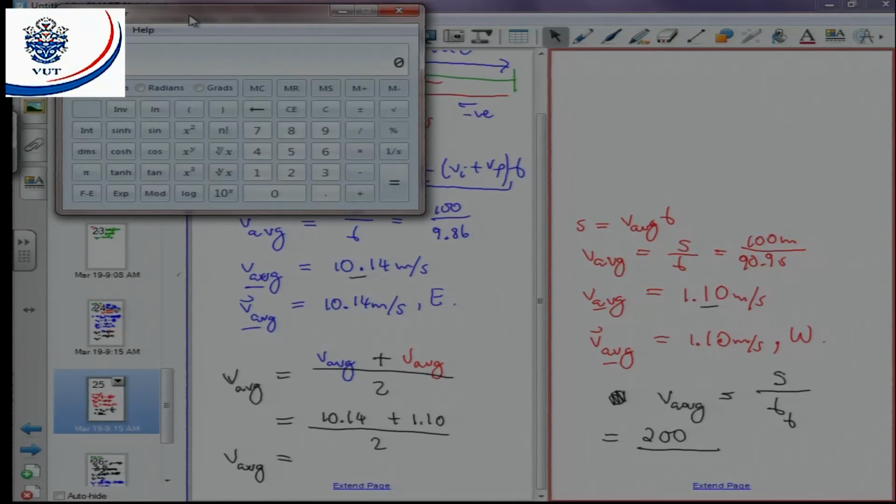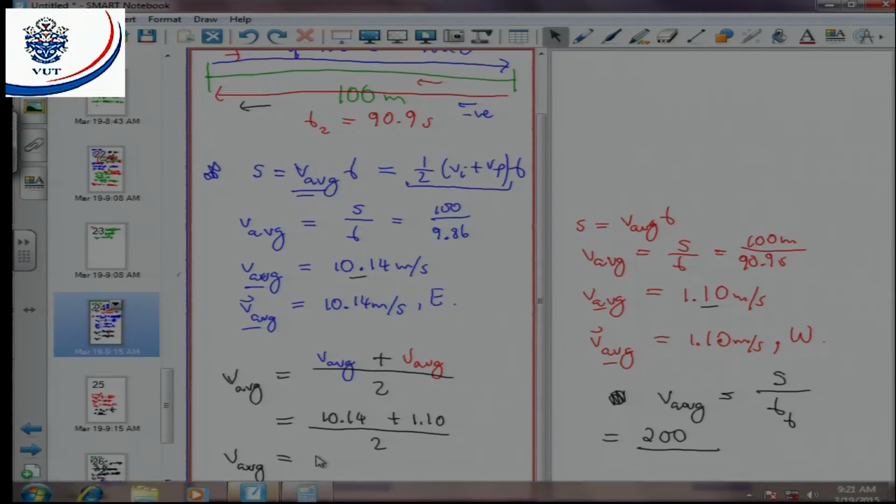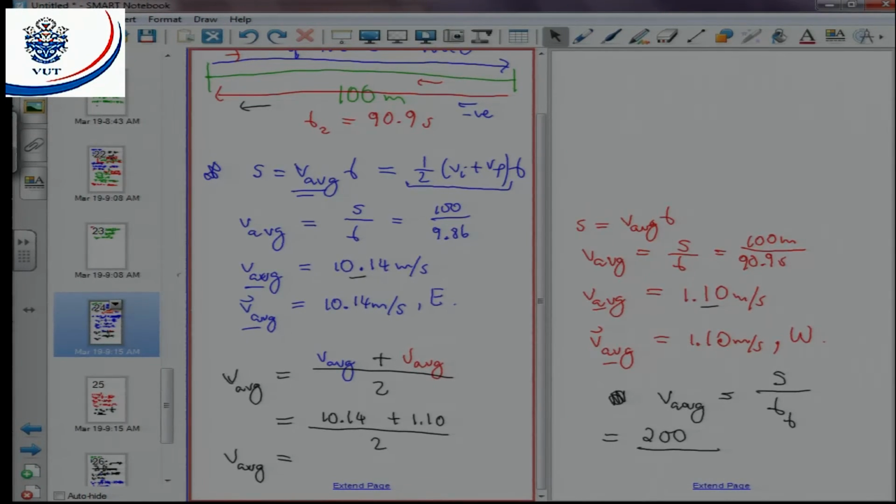Cool, thanks. So what we have is we want 10.14, and to that we add 1.1, and we want to divide by 2. So if I divide by 2, I get 5.62. So my answer is 5.62 meters per second.